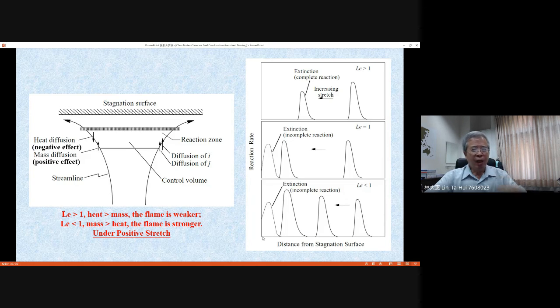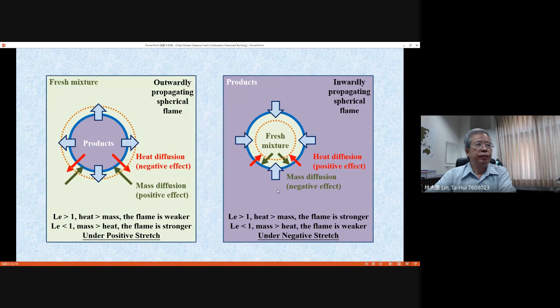Now I think from these kinds of plots, you understand how to describe the influence coming from the Lewis number coupled with flow stretch. Remember, for the stagnation point flow or opposed flow, the flame is always under positive stretch. Now this positive flame stretch coupled with the Lewis number effect will give you these different kinds of variation. Try to remember it, and we will have some experimental results to show you later.